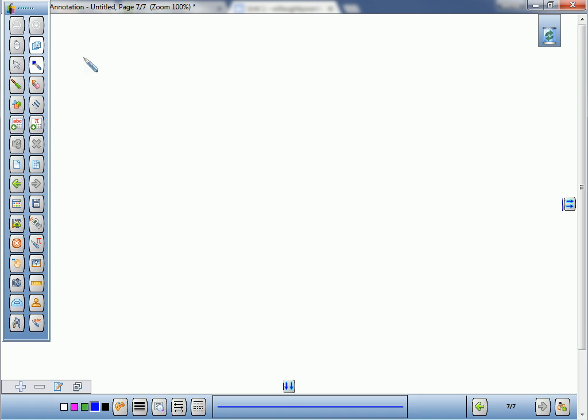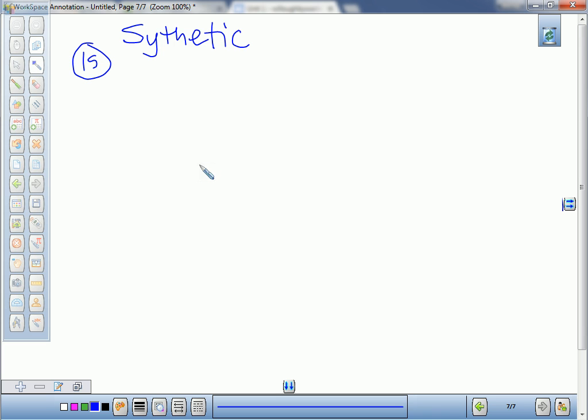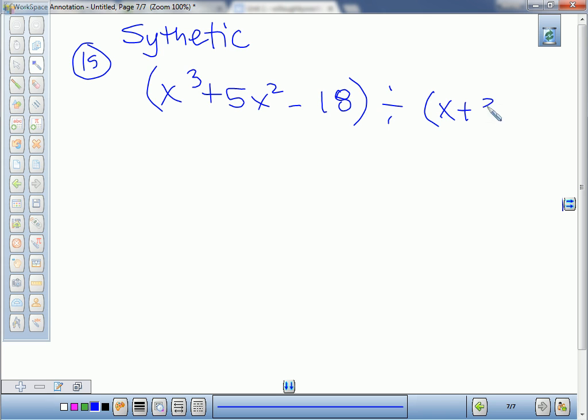The next one I'm going to pick is on the synthetic part, which is the middle part. I'm going to do number 15. This is a great synthetic division problem because the divisor is a linear binomial with a leading coefficient of 1. This is the problem: x cubed plus 5x squared minus 18 divided by x plus 3. I chose this one on purpose because it's missing the plain old x, the x to the first power. I wanted you to see what happens when it's missing one.